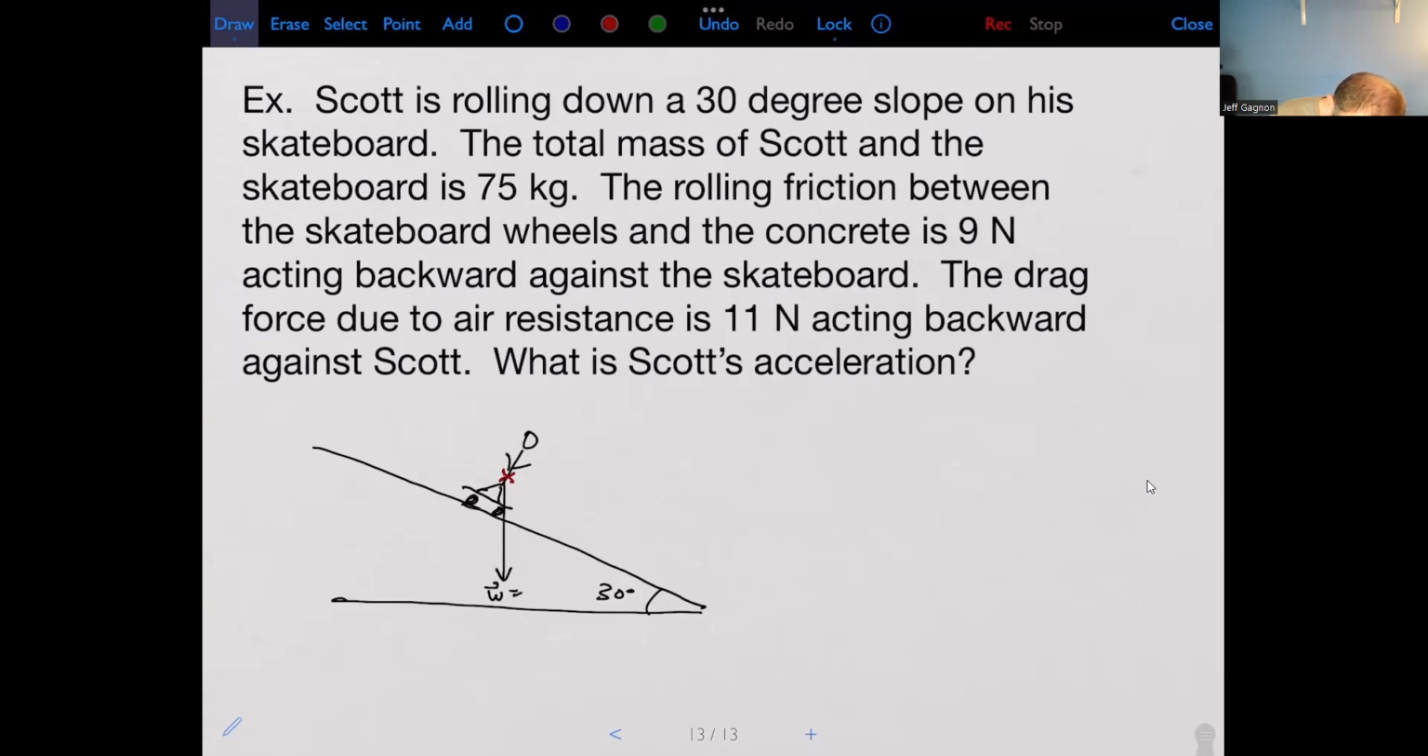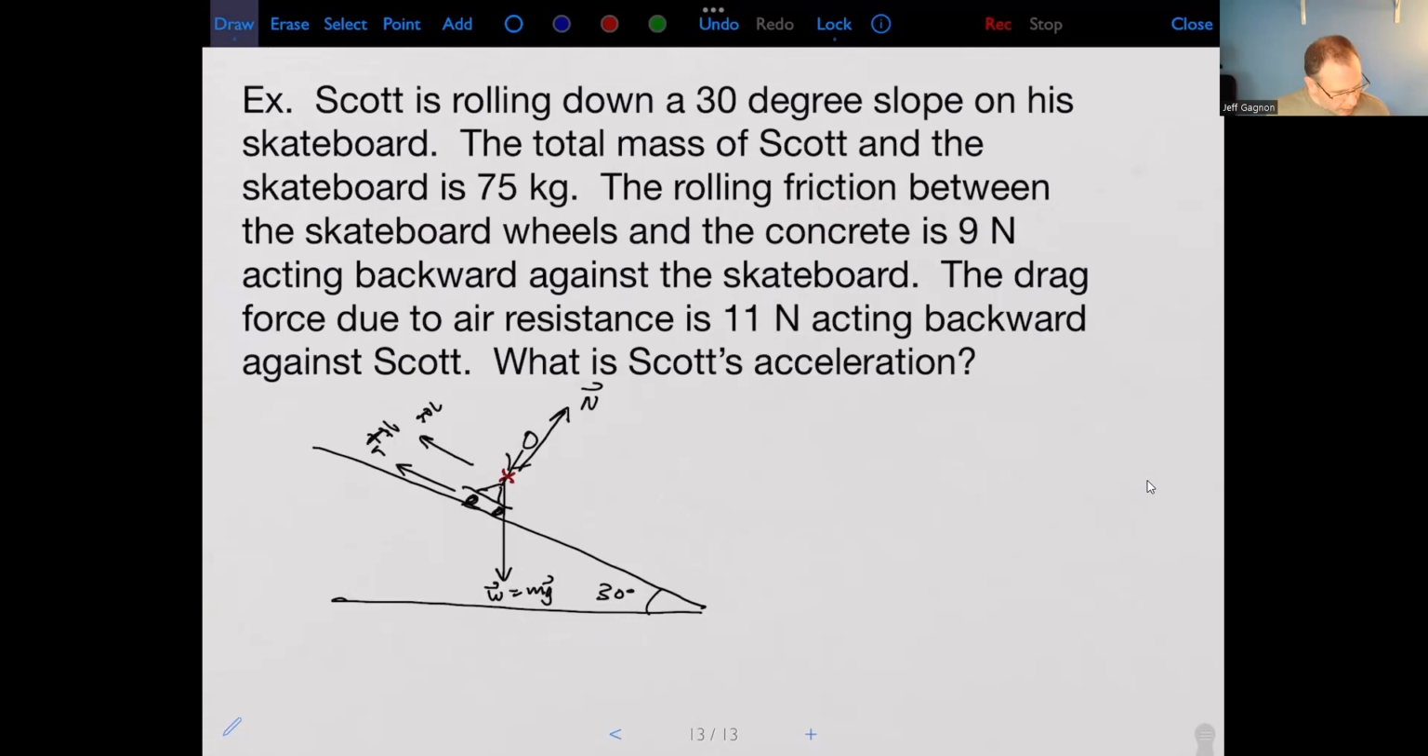So weight equals mg. Then we have the normal force that the surface, the road or whatever, exerts on Scott, acting perpendicular to the surface. So that's up like that, 90 degrees to the surface. And then finally, we have a rolling frictional force acting up the ramp. I'll call this FR for rolling friction. And then there's an air resistance, and the way that they word the problem, I guess it's acting up the ramp as well. So I'll just call that R for air resistance.